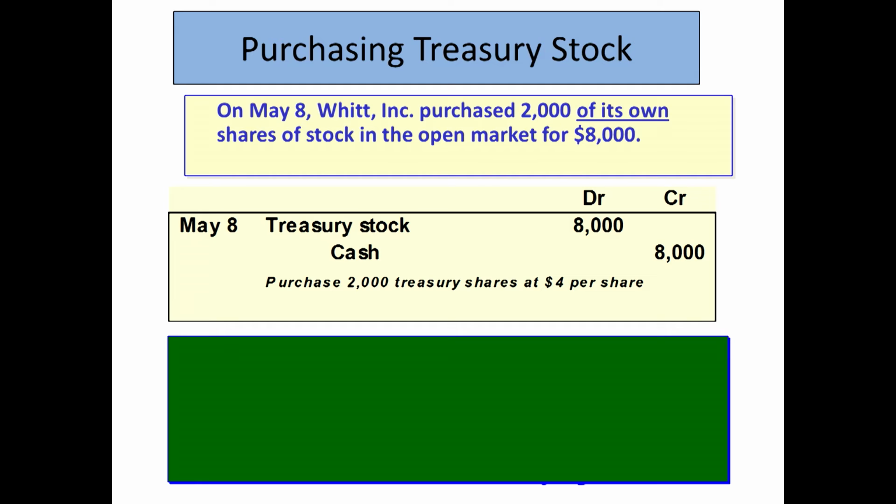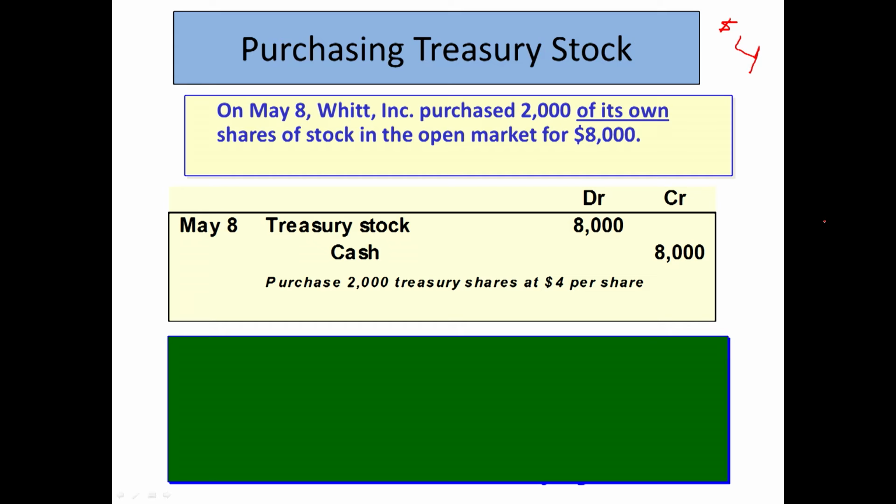Follow along. On May 8, WIT Inc. purchased 2,000 of its own shares of stock in the open market for $8,000. Okay. So what was the cost per share? If they purchased 2,000 shares for $8,000, what was the cost per share? $4. It's $4, and I want you to remember that. It's $4 per share cost that we bought it back at. Okay, so what we do is we debit Treasury stock and credit cash for $8,000, okay?